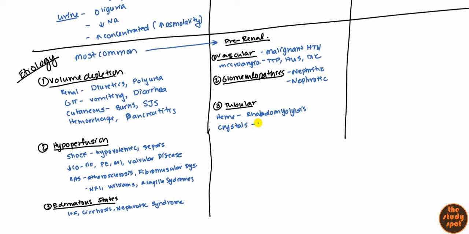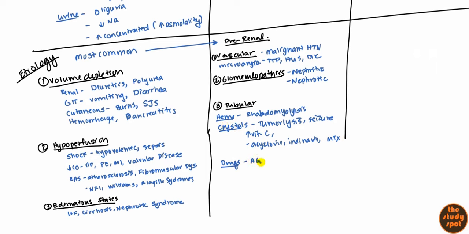Crystallopathies such as gout, which are common in tumor lysis syndromes, and seizures where they get a lot of breakdown, hypervitaminosis C, as well as some drugs such as acyclovir, indinavir, which is part of the HAART regimen, and methotrexate. And then finally, we have some cytotoxic drugs which can affect the tubules.